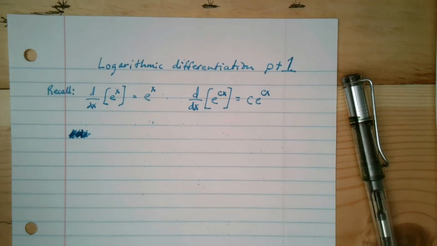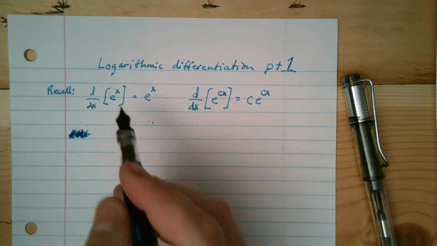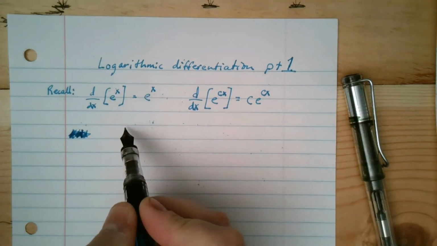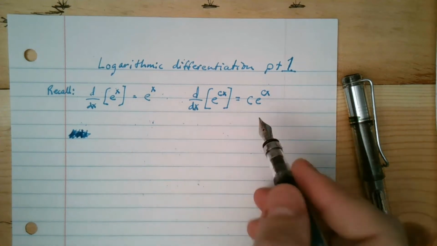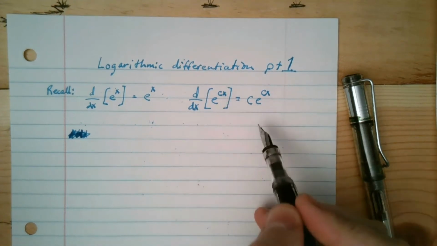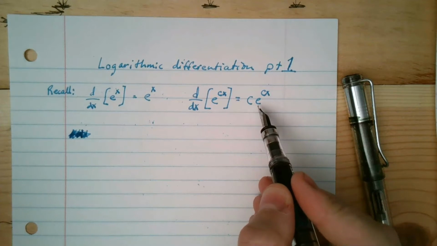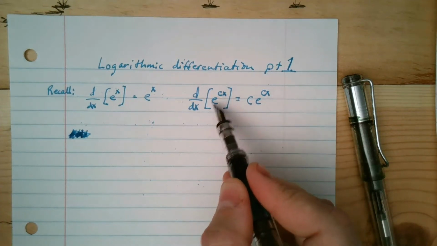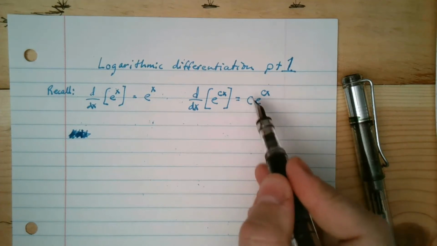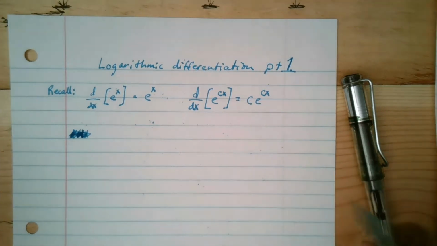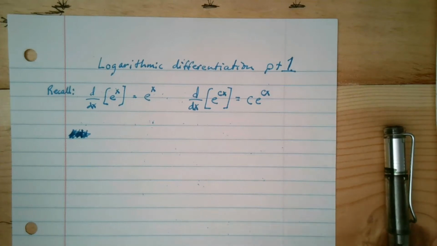So here goes. Recall that the derivative of e to the x is e to the x. That makes it kind of a special function in calculus. And the derivative of e to the cx is c times e to the cx. So a constant, e to the 2x, e to the 5x, anything like that, that constant is going to end up coming down here, and that's the power rule. There's a proof for that, but we won't get into that tonight.